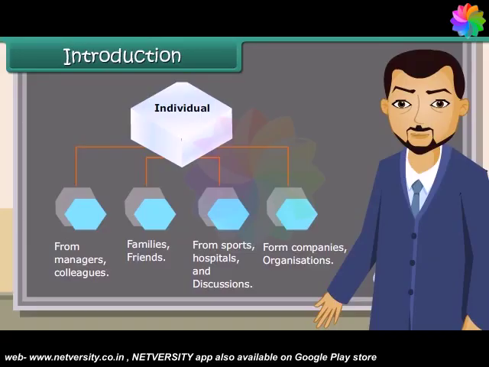Types of data: primary data and secondary data. Data which are not originally collected but obtained from published or unpublished sources are called secondary data.